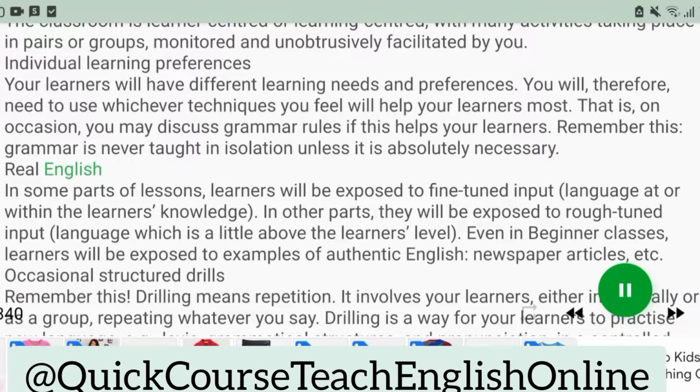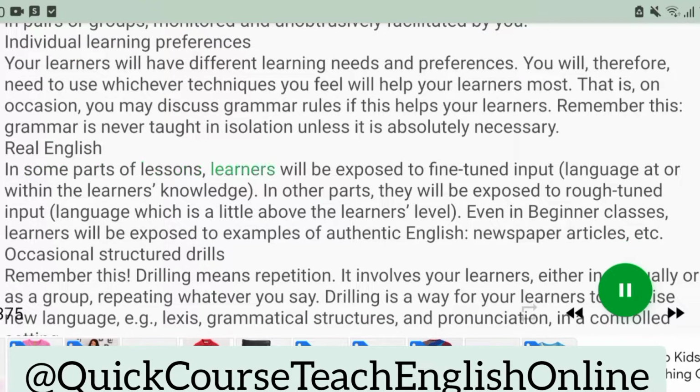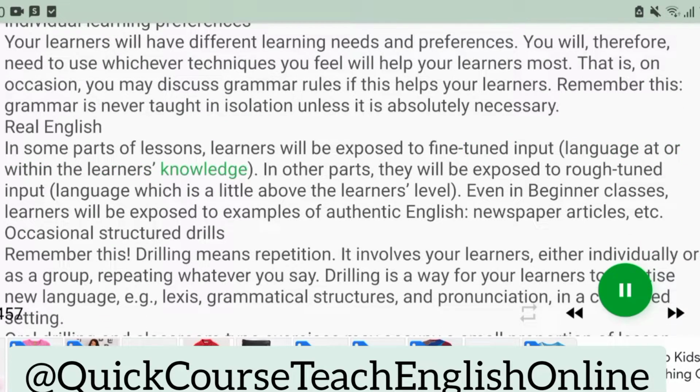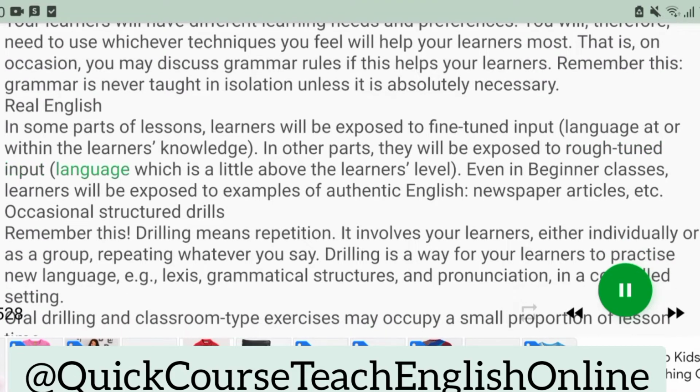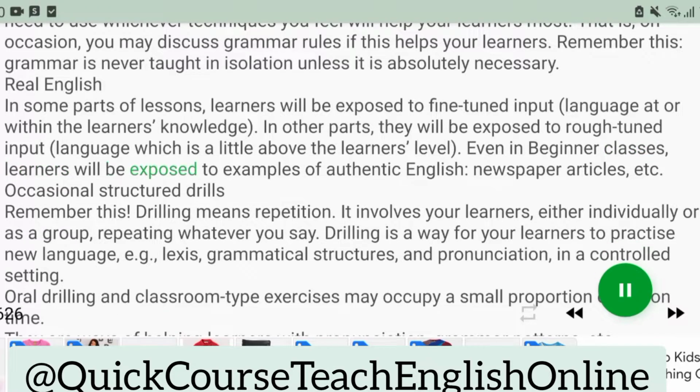Real English. In some parts of lessons, learners will be exposed to fine-tuned input language that is within the learner's knowledge. In other parts, they will be exposed to rough-tuned input language, which is a little above the learner's level. Even in beginner classes, learners will be exposed to examples of authentic English, newspaper articles, etc.